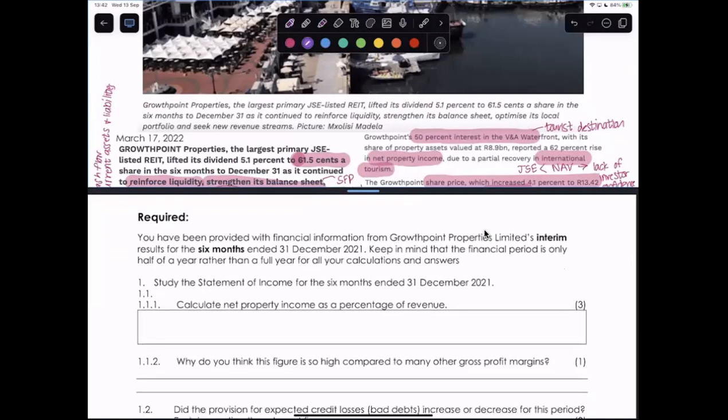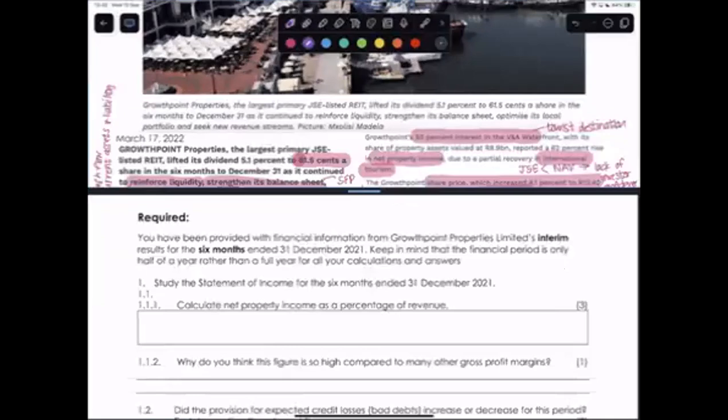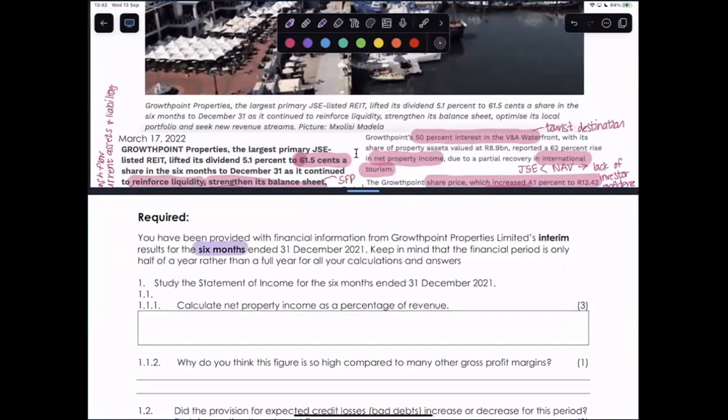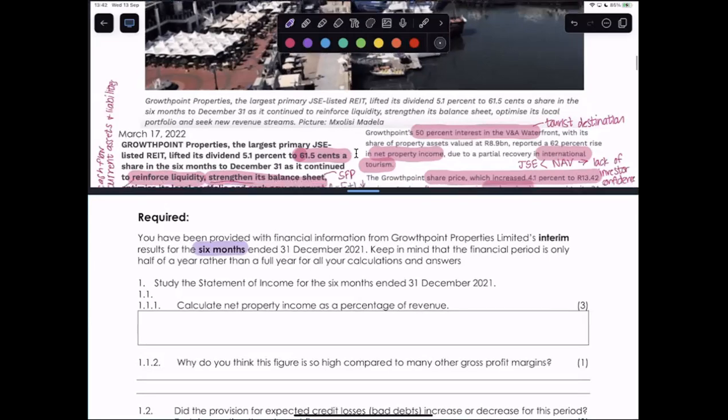So what is required? You've been provided with the financial information from Growthpoint Properties Limited's interim results for 6 months. And you can see over here that I have actually highlighted for you the fact that it is for 6 months, just to make sure that you realize you're going to have to take that into account in your calculations. Keep in mind that the financial period is only half a year rather than a full year for all your calculations and answers. Number 1, study the statement of income for the 6 months.